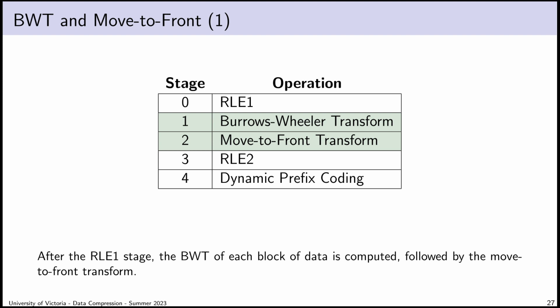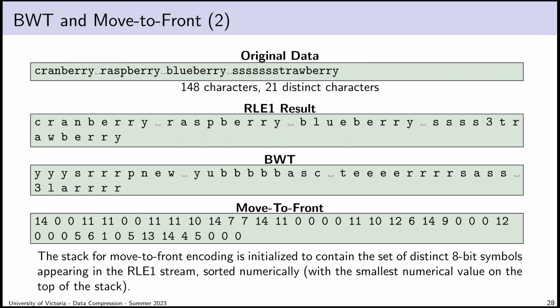Now, we already know what the BWT does and what the Move-to-Front transform does, and we know that there are no decisions to be made along the way. Once you have a block of data, the BWT is pretty much always going to look exactly the same. So I'm not going to cover those in greater detail. Go back and look at the previous lectures for that. Here's an example just to walk us through the process.